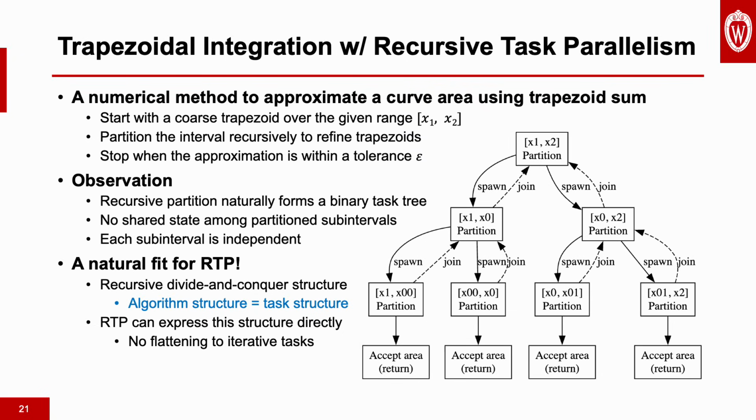The algorithm has a recursive divide and conquer structure, where the algorithm structure is the same as a recursive task structure. More importantly, RTP can express this structure directly without flattening it to iterative tasks.